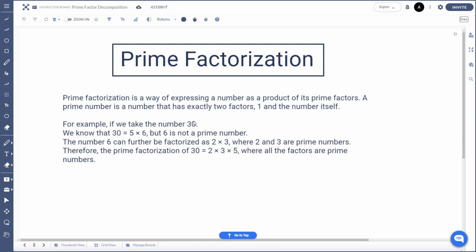Let's say we have 30, so we can break it as 5 times 6. Though we have broken it into two parts, you see that though 5 is a prime number, 6 is not a prime number. So we have to further break down this 6 into its prime factors. That's what we'll have to learn. There are different methods of doing prime factorization, and we'll be doing that. So 6 can further be broken down, and we get 2 times 3. So overall, 30 can be written as the product of 2 times 3 times 5.